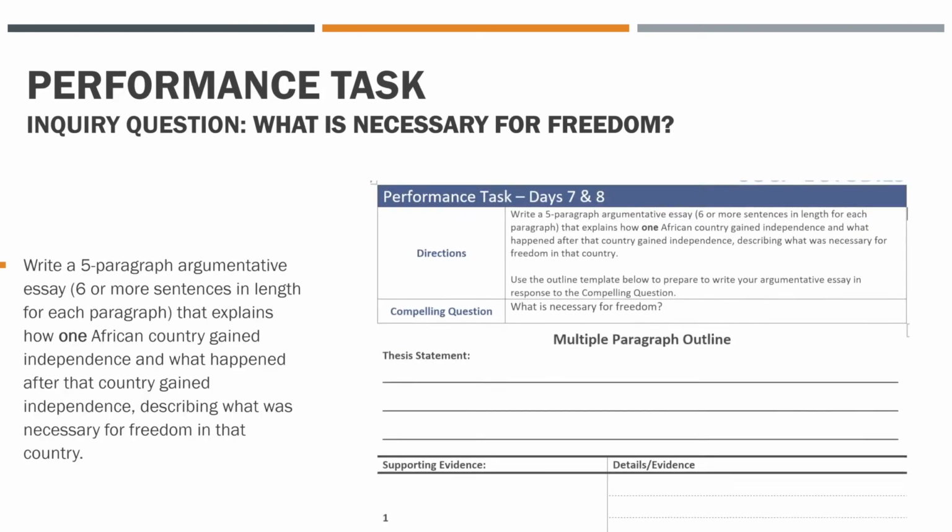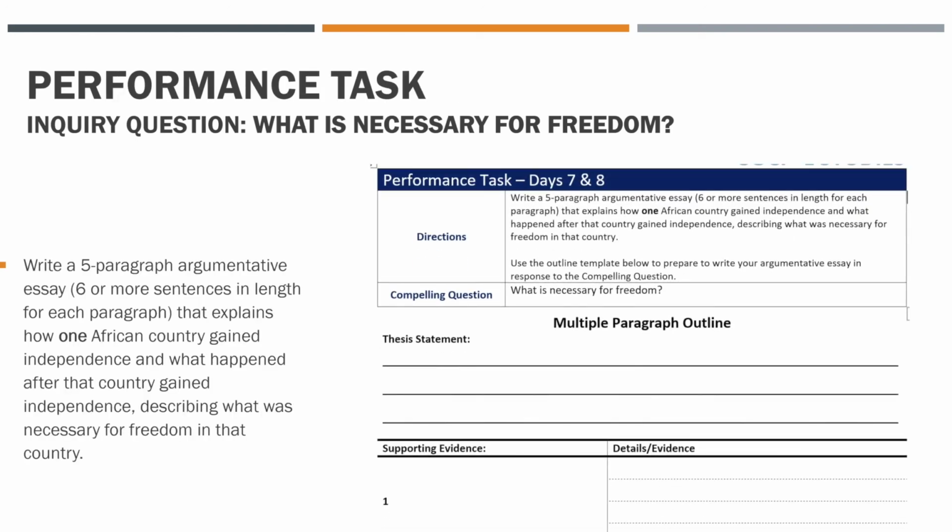And then at the end, the performance task looks like this. You're going to end up writing a 5-paragraph essay that's going to explain how one African country gained independence, what happened after, and what was necessary for freedom. What did freedom look like for that country? You can use the template and the outline that's all attached here. You're going to have some choices, and you'll get to know what these concepts mean a lot deeper. And ultimately, you're going to answer the question for yourself. What is necessary for freedom?